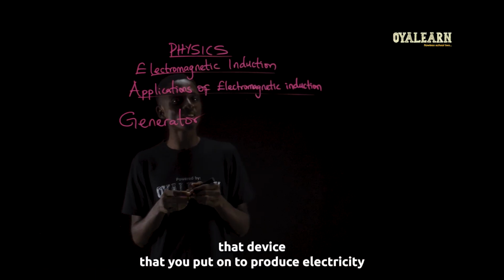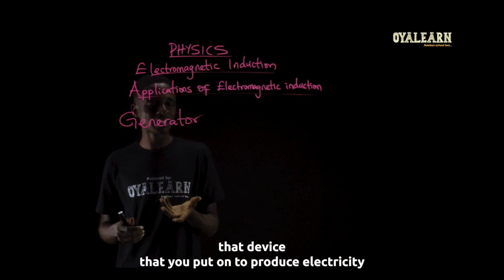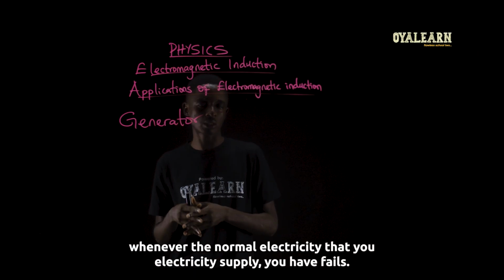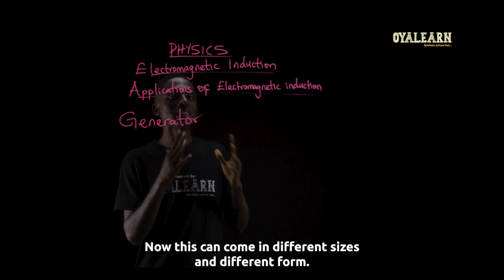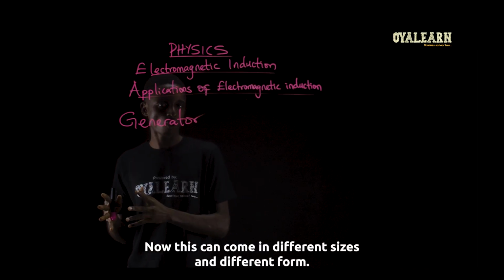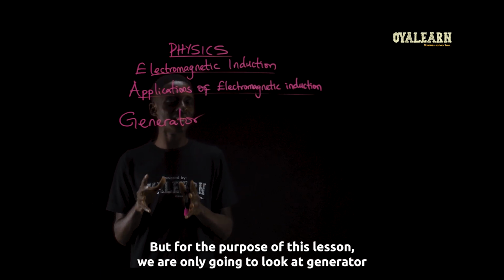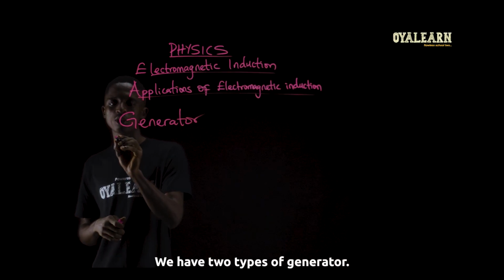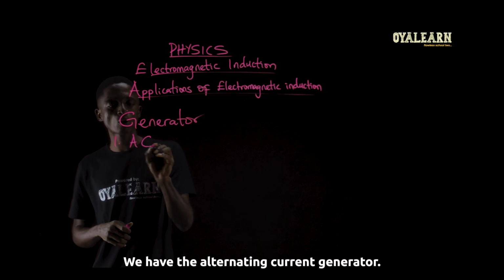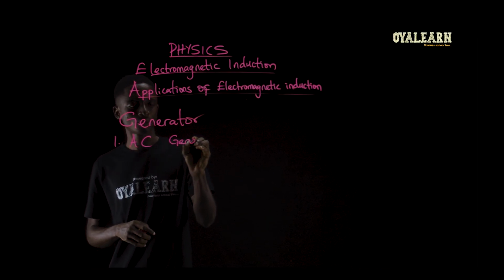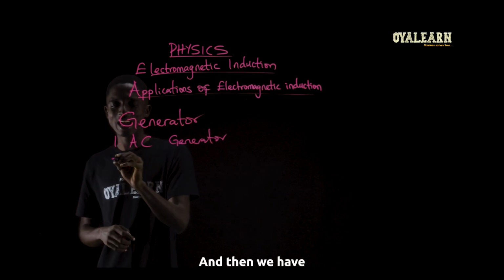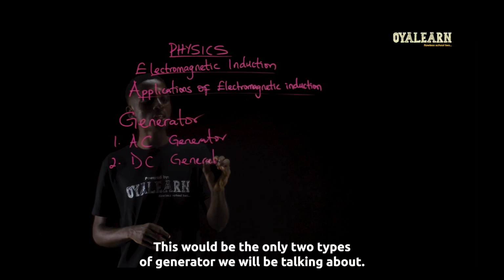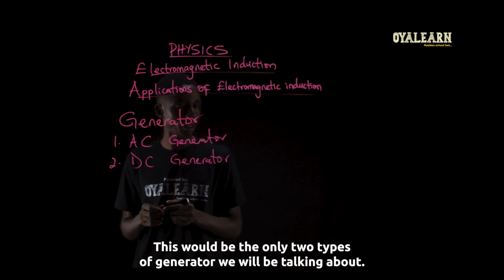Now, you know this as that device that you put on to produce electricity whenever the normal electricity supply you have fails. Now, this can come in different sizes and different forms. But for the purpose of this lesson, we're only going to look at generators in two different forms. We have two types of generator. We have the alternating current generator, and then we have the direct current generator. These will be the only two types of generator we'll be talking about.